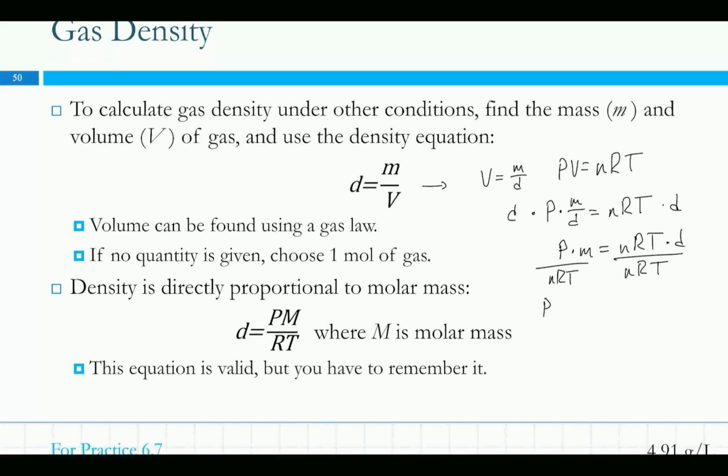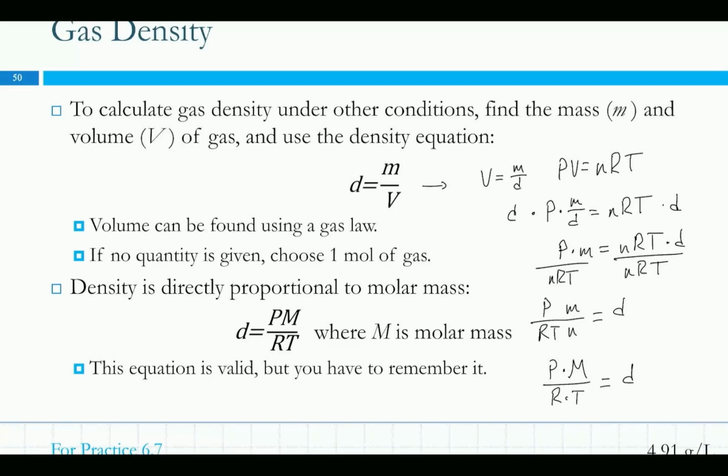And then I get pressure over RT, and I get mass divided by moles, grams per mole. So mass divided by number of moles becomes molar mass. So pressure times the molar mass divided by RT equals the density. I'm just showing you that to show you how you get there. Unless that is super clear in your head, you would just have to remember this equation.